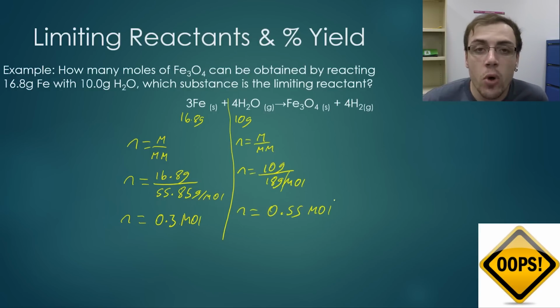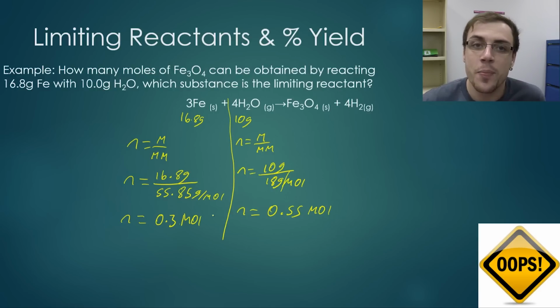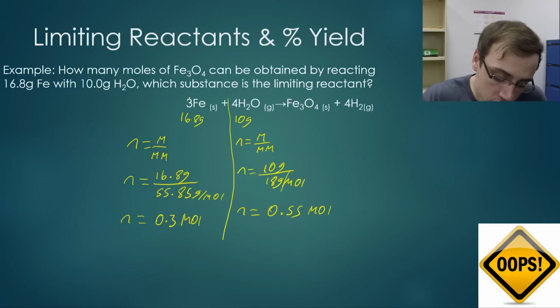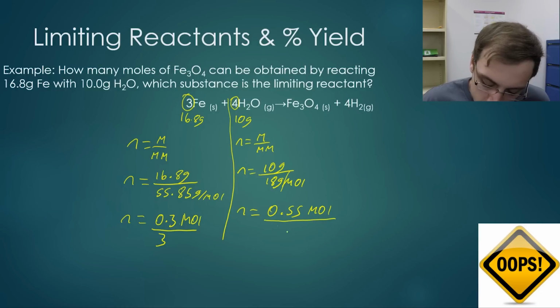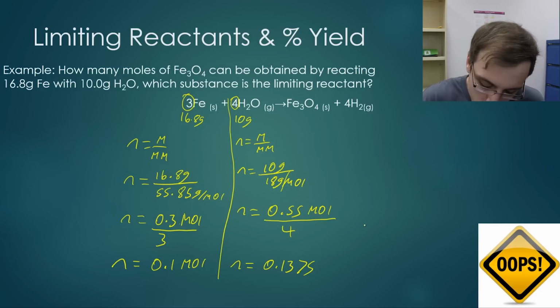Now, a lot of students fall into this trap where they just pause here and go, okay, we can see that iron has a lower number of moles than water, so that means that iron is the limiting reactant. And to that I say be careful, because you need to take into account the coefficients. So 0.3 must be divided by 3, and 0.55 must be divided by 4, which means the value for iron is going to equal 0.1 moles, and the value for water is going to be 0.1375.